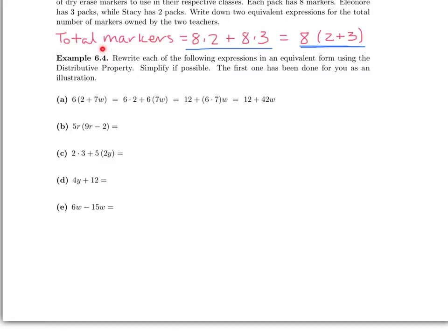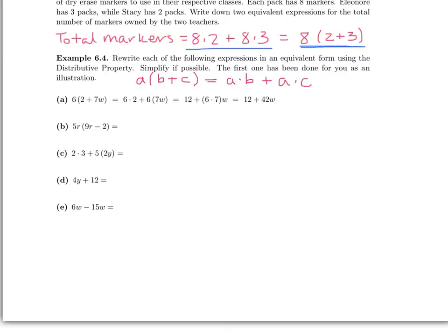Example 6.4. Rewrite each of the following expressions in an equivalent form using the distributive property. Simplify if possible. The first one's been done for us. So just a reminder, the distributive law says that if you have a number A times a sum B plus C, you can calculate the answer by taking the number A, multiplying it by the B, and then taking the same number A, multiplying it by the C, and then adding.